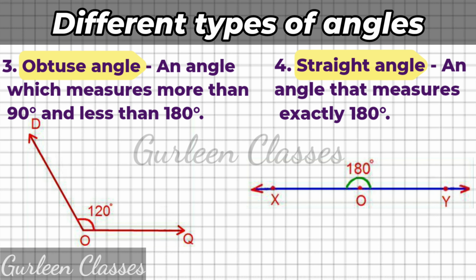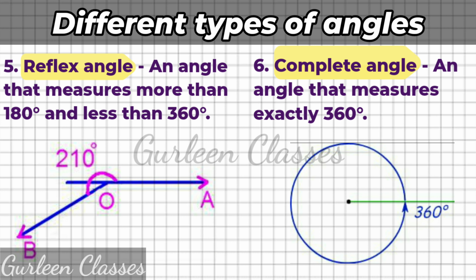The fourth angle is straight angle. An angle that measures exactly 180 degree. The fifth angle is reflex angle. An angle that measures more than 180 degree and less than 360 degree. In the figure I have given 210 degree. It is more than 180 degree and less than 360 degree. Sixth angle, complete angle. An angle that measures exactly 360 degree.